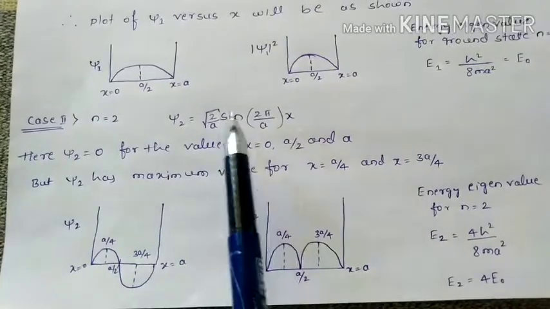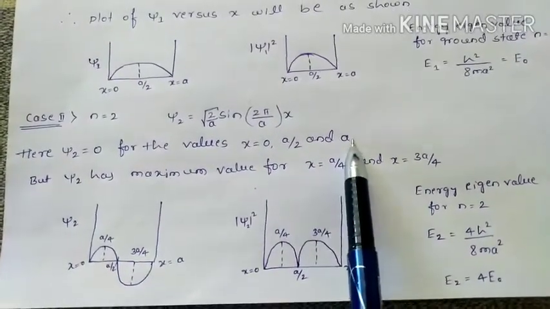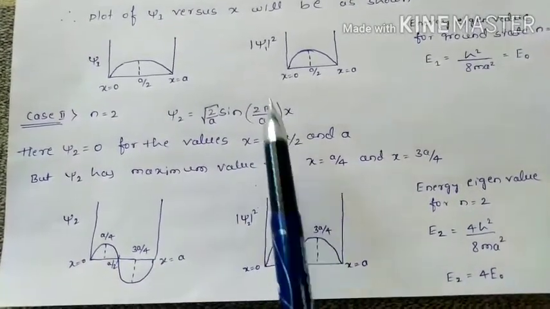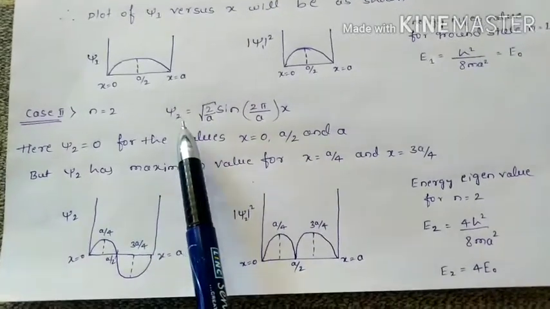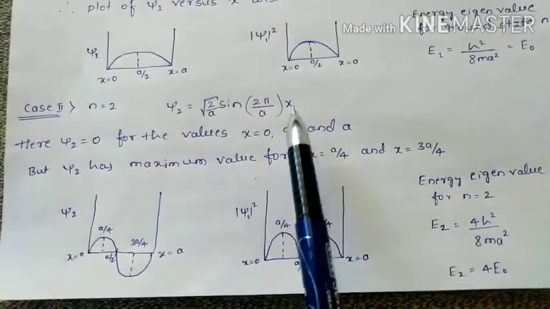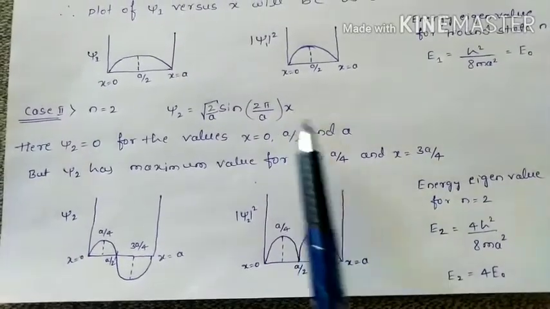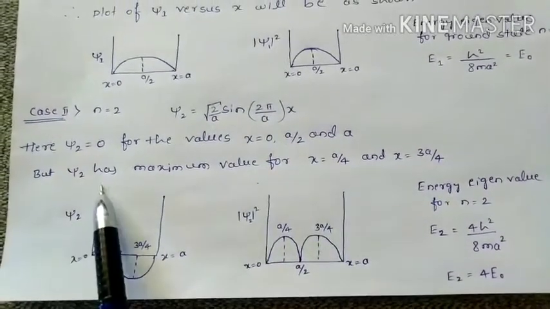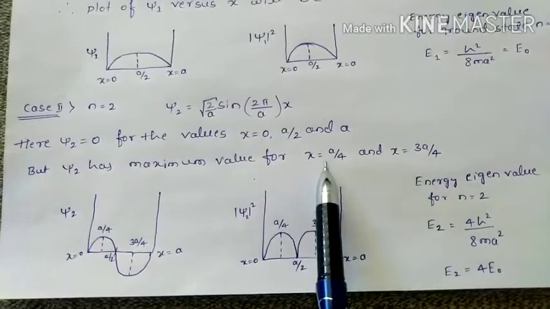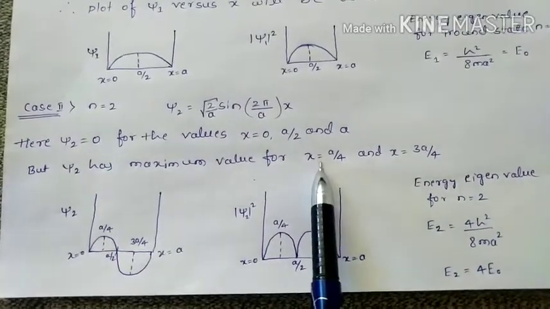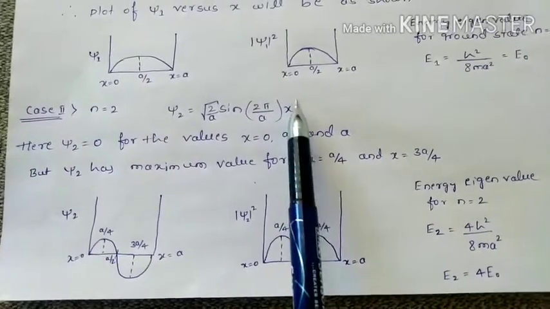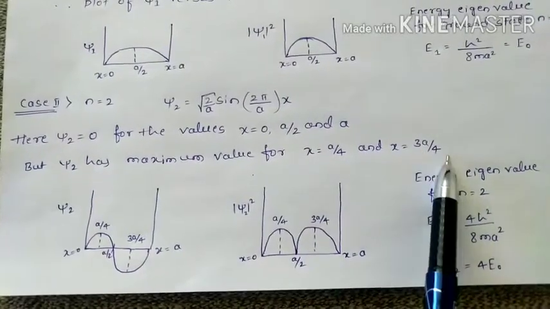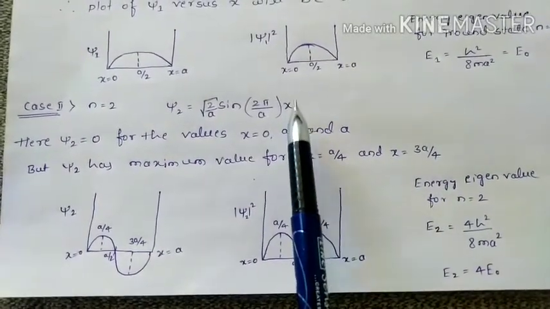If I substitute x value as a, this and this will cancel, and again you will have sin of 2 pi, which is going to be 0. So the psi 2 value is going to be 0 when you substitute x is equal to 0, x is equal to a by 2, or x is equal to a. But psi 2 has a maximum value if I substitute the x value as a by 4. And if I substitute x is equal to 3a divided by 4, it is also going to be maximum.